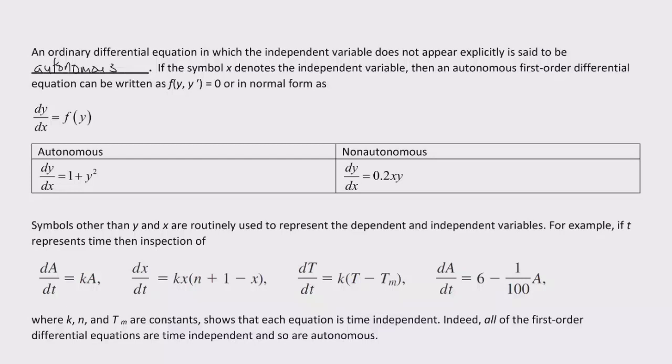Symbols other than x and y are routinely used to represent dependent and independent variables. For example, if t represents time, then inspection of the following. And we saw this when we looked at application problems.